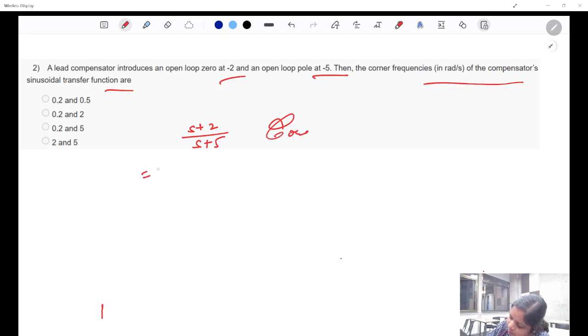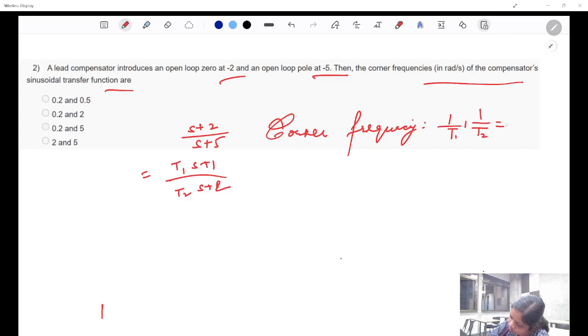So this has to be represented as (T1 s + 1)/(T2 s + 1), and the corner frequencies are 1/T1 and 1/T2. Corner frequency 1/T1, 1/T2, which is 1/(1/2) and 1/(1/5). So it is 2 and 5, right? So the correct option is D. I hope this is clear.